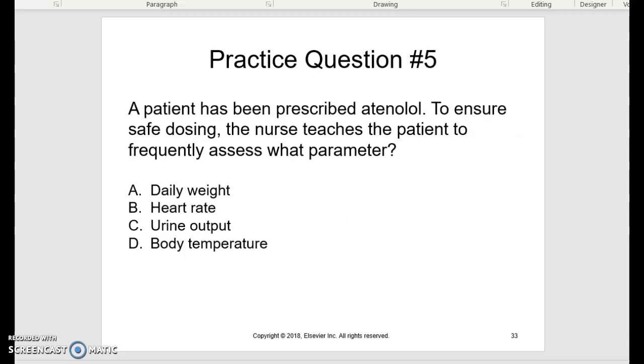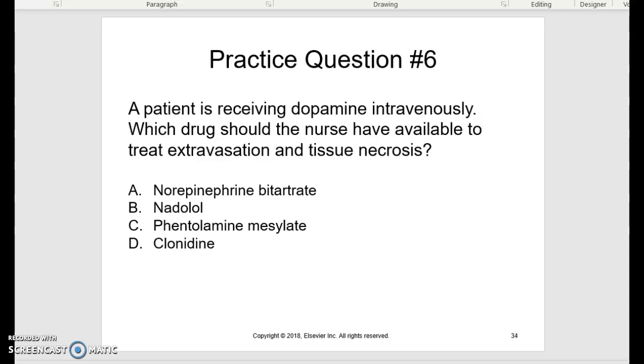Question 5. A patient has been prescribed atenolol to ensure safe dosing. The nurse teaches the patient to frequently assess what parameter? If you chose B, that is the correct answer. The side effect commonly associated with atenolol, which is a beta blocker, includes bradycardia, hypotension, headache, dizziness, cold extremities. So again, beta blockers, they need to take their pulse in addition to blood pressure.